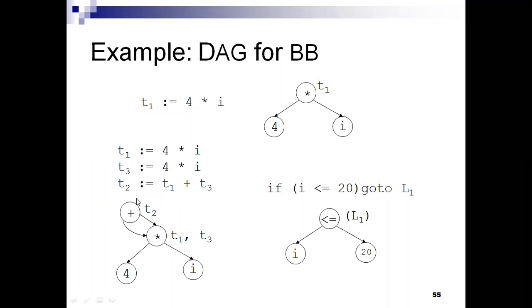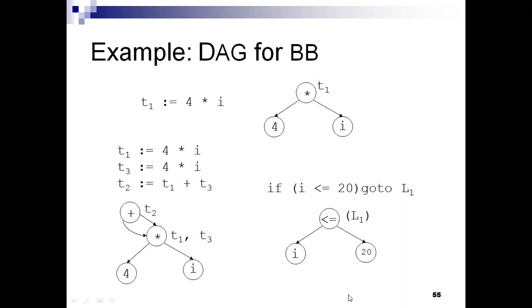Now I need to write t2. Here the operator is plus. So t1 plus t3 is equal to t2. This is in t2, right? By the operator plus, t1 plus t3. What it means is t2 is equal to t1 plus t3, where t1 is 4 into I and t3 is 4 into I.